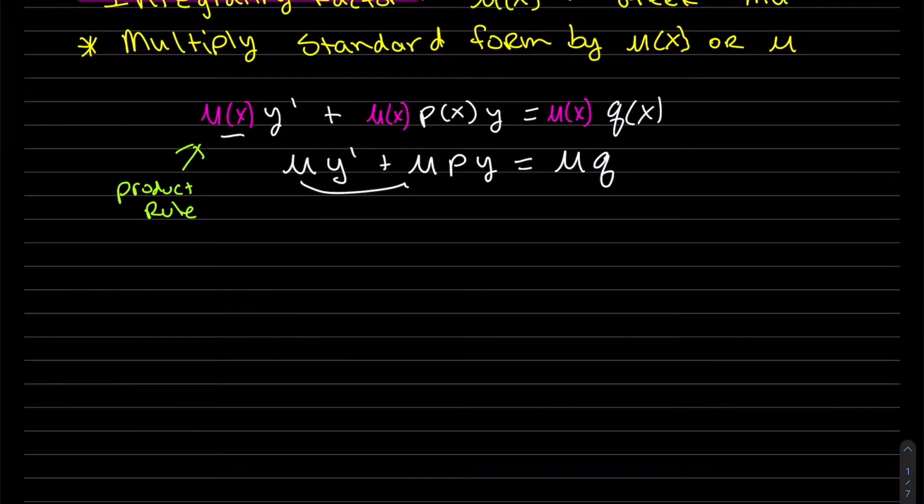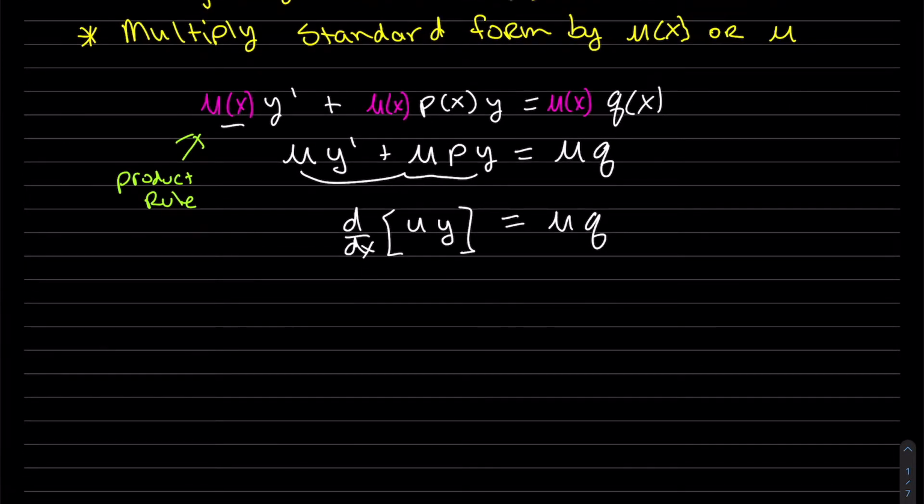So this looks like it could be the derivative of the product mu y. So we have some of it. The derivative of mu y would be mu y prime plus mu prime y. So we'll come back to using that to be able to figure out what mu is. So that is equal to, on the right, mu q.